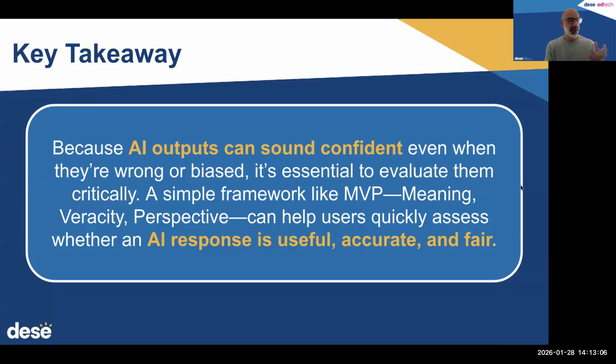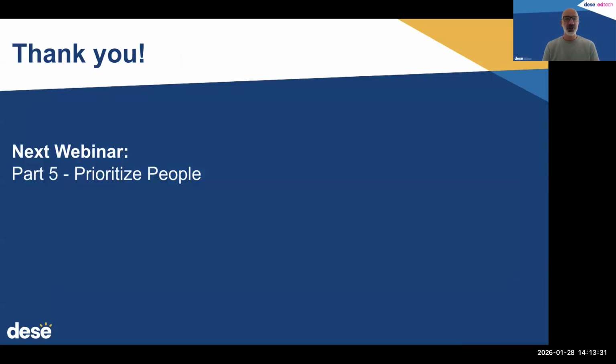I think ultimately, as we're wrapping up this component of the webinar, let's think about the key takeaway here. Because AI outputs can sound confident, even when they're wrong or biased, it's essential to evaluate them critically. A simple framework like the MVP, meaning, veracity, perspective, can help users quickly assess whether an AI response is useful, accurate, and fair.